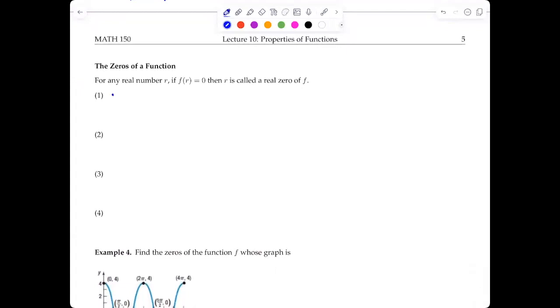So r can be named: r is a real root of f of r equals zero. So in addition to having the name real zero, we say r is a root of the equation f of r equal to 0. Also, r is an x-intercept of the graph.